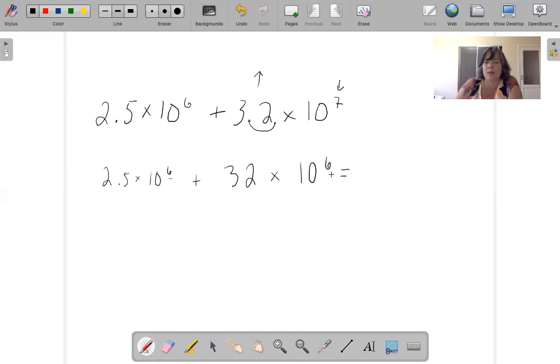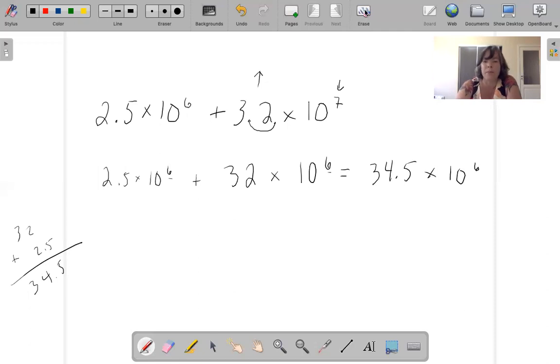Now look, my exponents are the same. All I have to do is 32 plus 2.5 is 5, 4, 3. I've got 34.5 times 10 to the 6th.